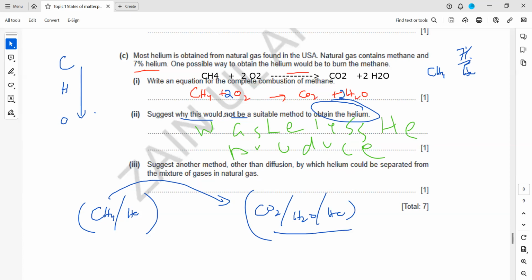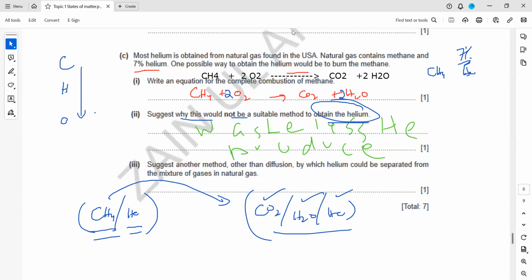So the reason is that the combustion of methane produces more products. It will make it much more difficult to extract helium from a large mixture as compared to a small mixture. First, it was only a mixture of methane and helium, but now it's a mixture of carbon dioxide, water, and helium. So we have to separate helium from two more substances. Before it was only one substance.